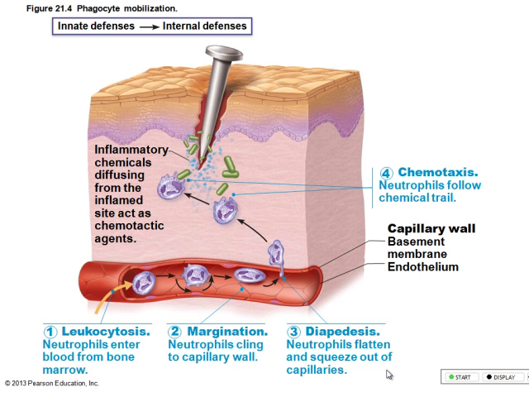Once I get into the tissues, what's going to tell me where I need to go next? What's the last step of this? Look at number 4. Read the big word, chemotaxis. And what's chemotaxis? Yeah, it's like a chemical trail. Remember, when those cells become injured, they're going to release their innards. And that's the chemical trail for these cells to follow.